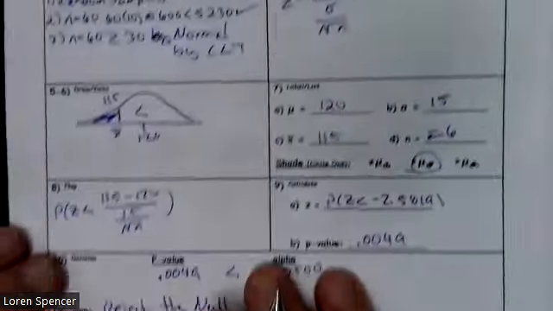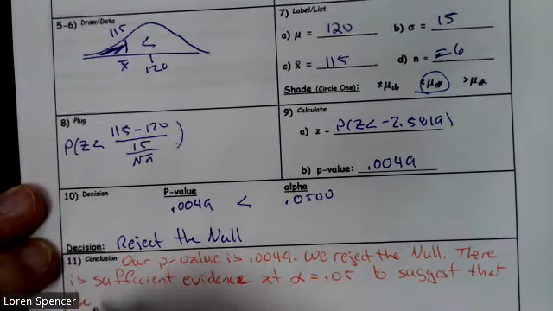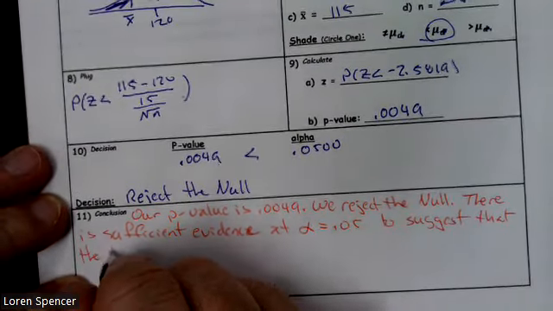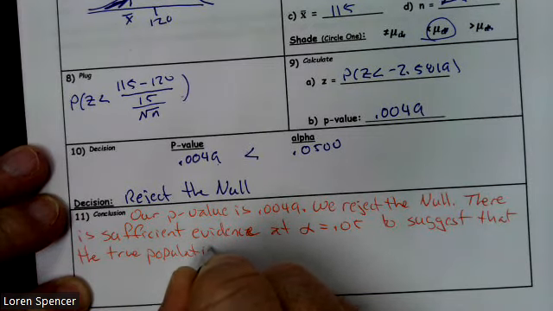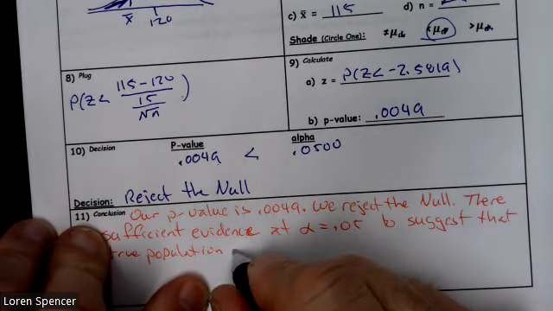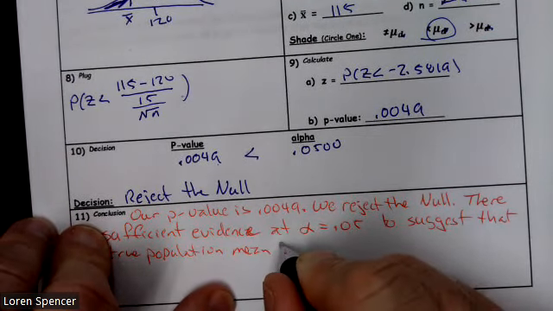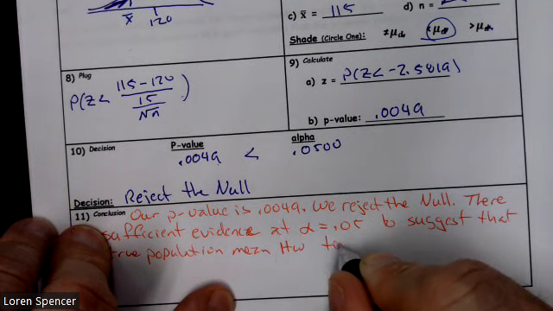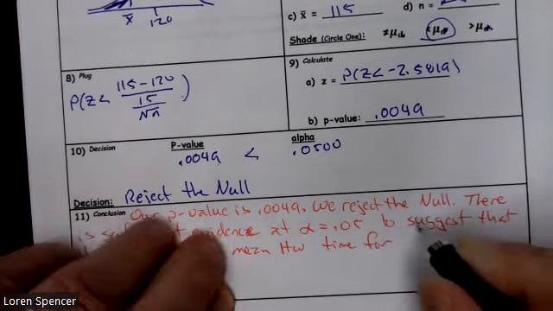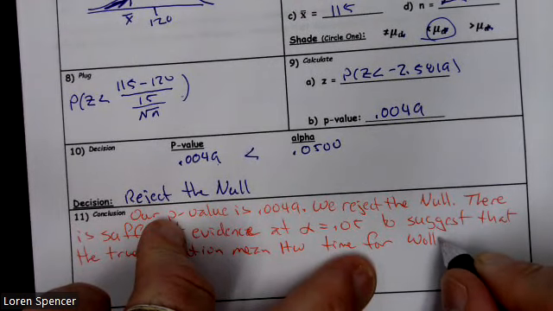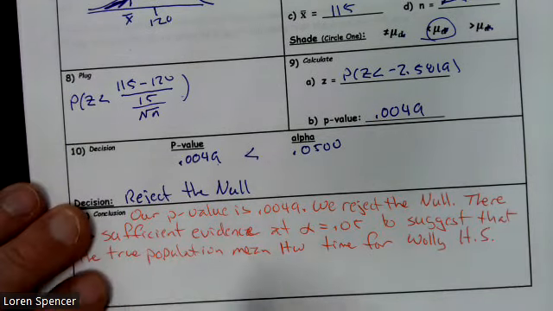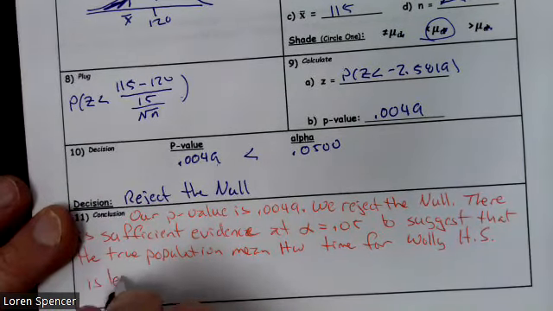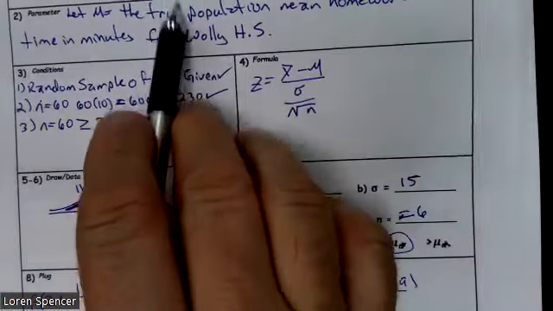true population mean homework time in minutes for Wally High School is less, and that came from here, is less than 120 minutes.